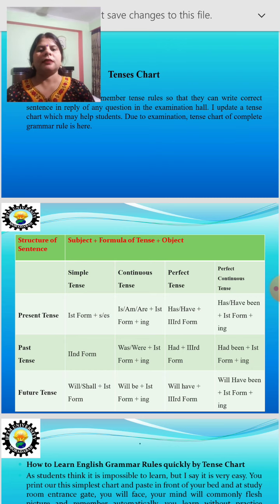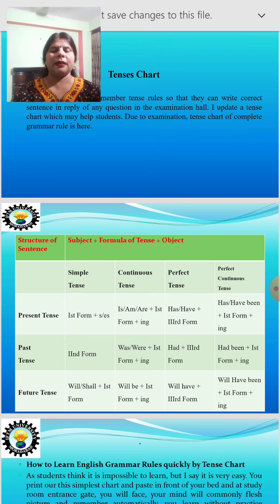In past tense, we use second form of the verb, like Ram went to school. And in continuous tense, was or were plus first form plus ing. Ram was going to school. In perfect tense, Ram had gone to school. And in perfect continuous tense, Ram had been going to school. Had been plus first form of the verb plus ing.